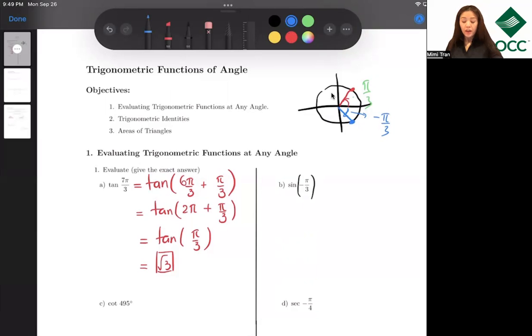Now at pi over 3, my x and y are 1/2 comma root 3 over 2. Because it's symmetric over the x-axis, it is the same absolute values. All you do is change the sign. So here you're going to have 1/2 and then negative root 3 over 2. I just have a negative length for y because it's in the fourth quadrant. Or you can look up the unit circle. So this is equal to negative root 3 over 2.